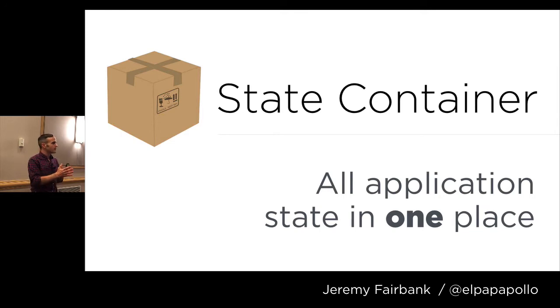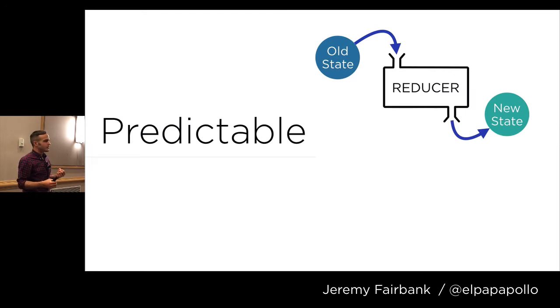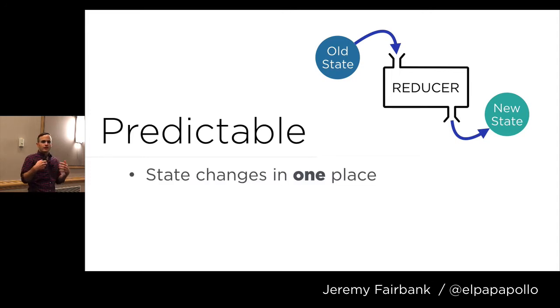I don't have to worry about it being across the DOM or across models. And so it makes it easier for us to reason about and understand what's going on with our state. Now that predictable part, it's kind of self-evident, but just to make sure we're really understanding what that means is state changes in one place as well. So it's consolidated in one place, it changes in one place, and that's something we call the reducer, and we'll learn more about that in a bit.